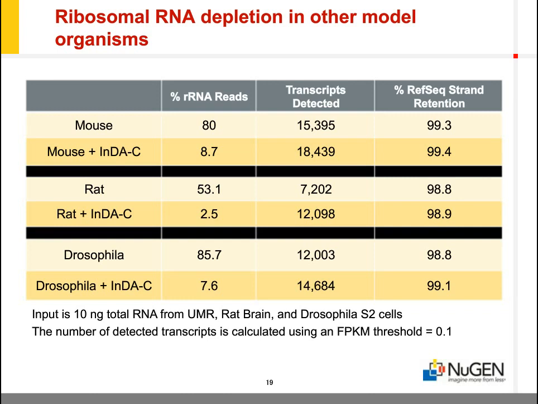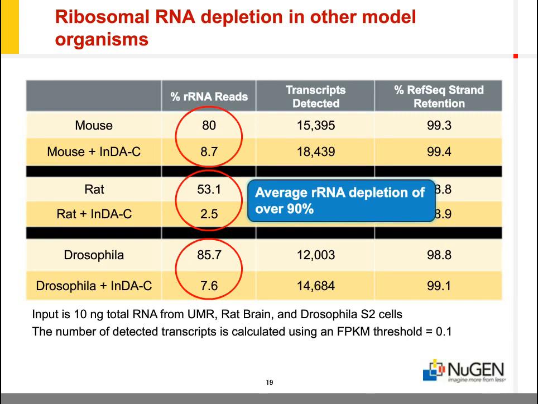InDA-C-mediated depletion of the species-specific ribosomal RNA transcripts decreased the number of reads to less than 10% of the total reads. This represents an average ribosomal RNA depletion of over 90%. The elimination of these uninformative reads can increase the dynamic range of transcripts identified, result in the identification of additional novel or rare transcripts, allowing for greater insight into the biology.